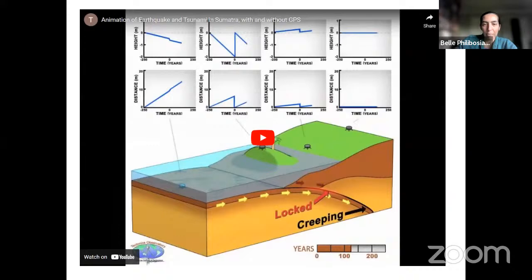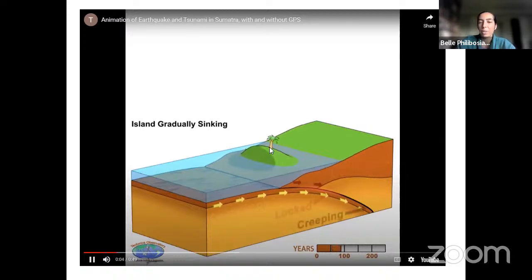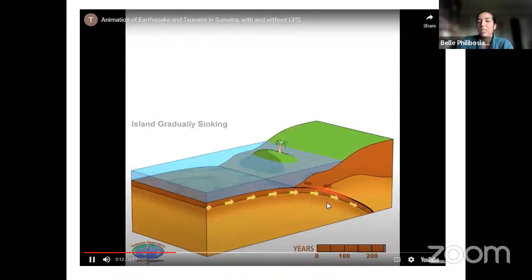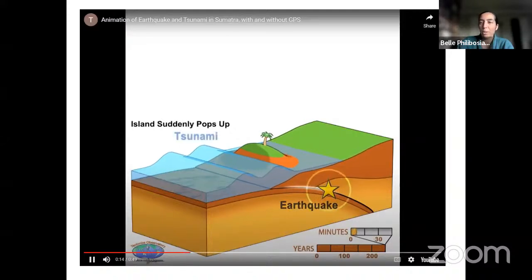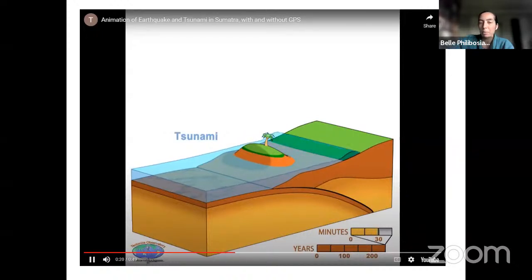So let me see if I can play this little video. Hopefully you can see this. This is showing what is happening on the islands above the locked part of the fault. During the interseismic period, this island is sinking because it's being elastically dragged down by the subducting plate. When the earthquake happens, you can see that the island suddenly popped up and a tsunami was generated.